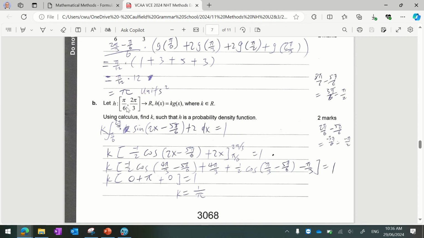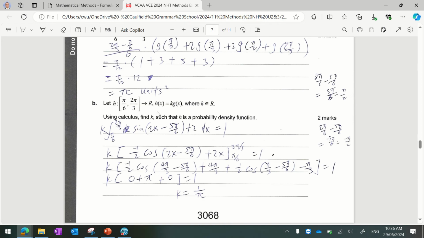The terminals are pi over 6 and 2 pi over 3 on the integral. Integrate that has to be 1. You're supposed to know that the definition of probability density function is that if you integrate over the domain, it is going to be 1. And so it says using calculus. So I'm going to do that. I'm doing this by hand.